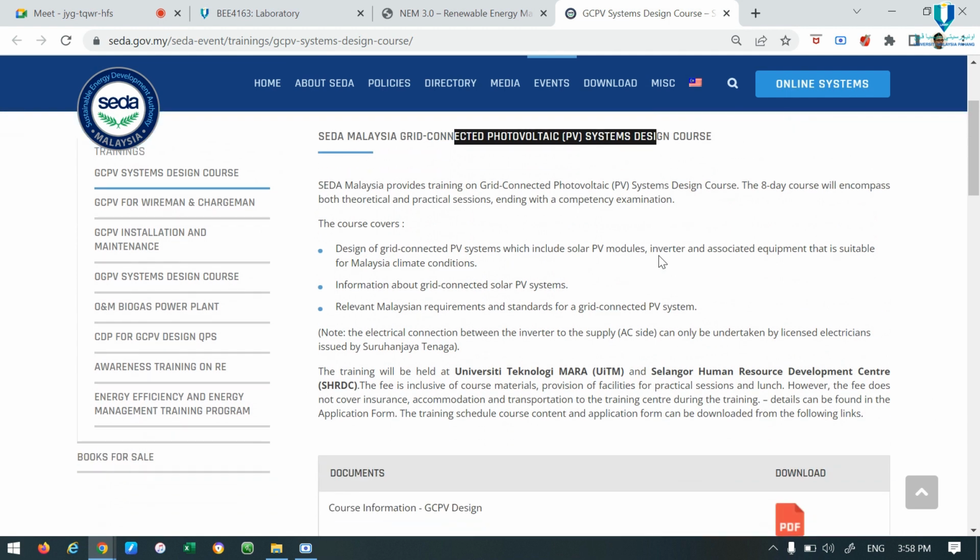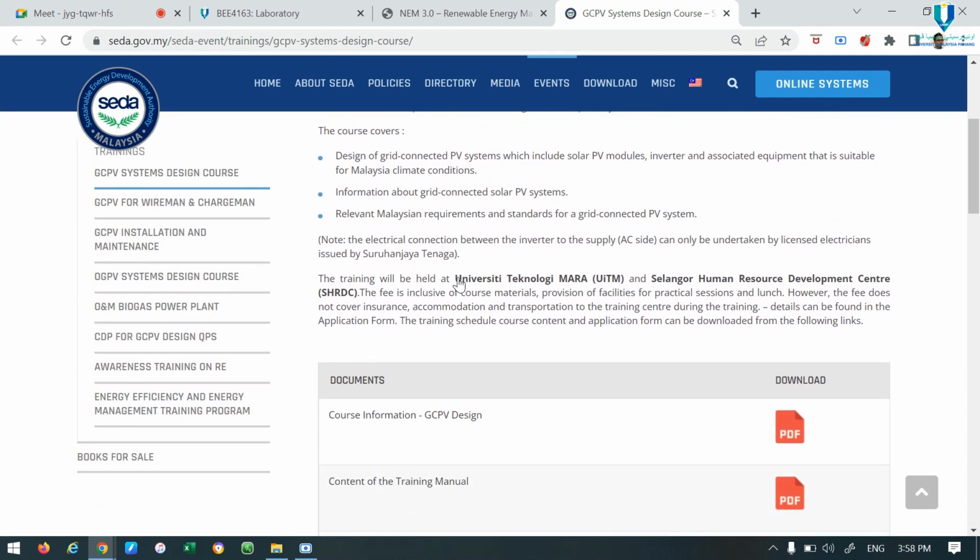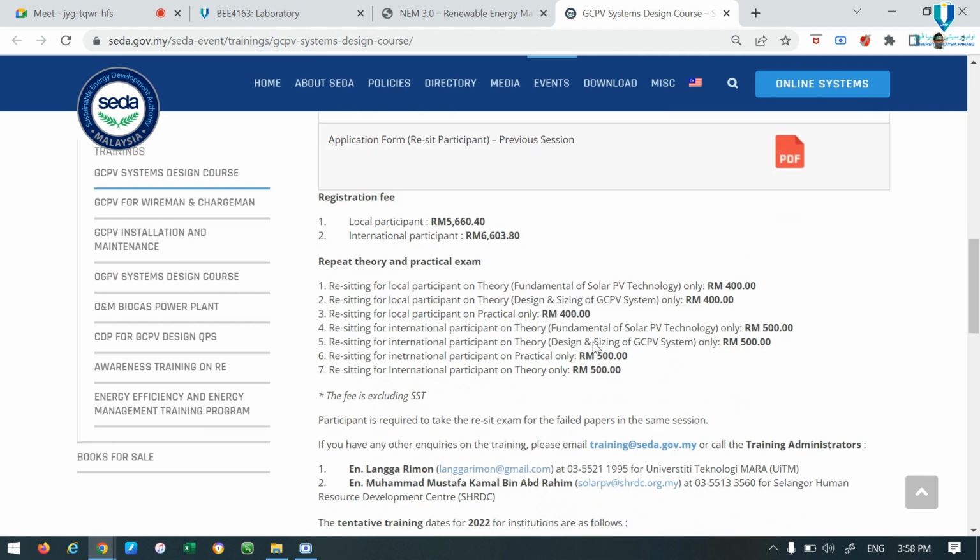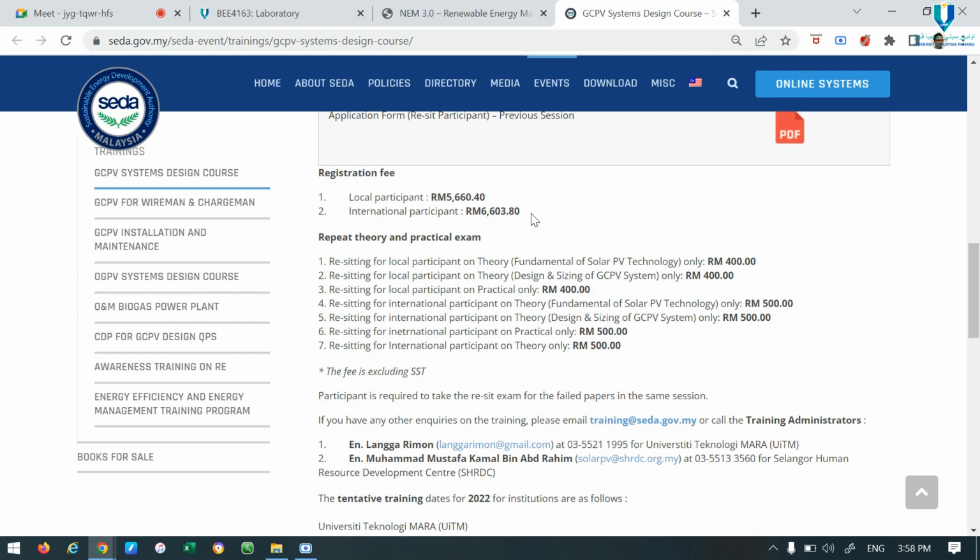Okay. Training punya place ada 2 tempat. UiTM Shah Alam and also Selangor Human Resource Development Center SHRDC. The fee is considered cost material. Okay, ni dia punya syllabus code. Okay, ni saya nak tunjuk lah dia punya price. Local participant is 5.66,000 ringgit.